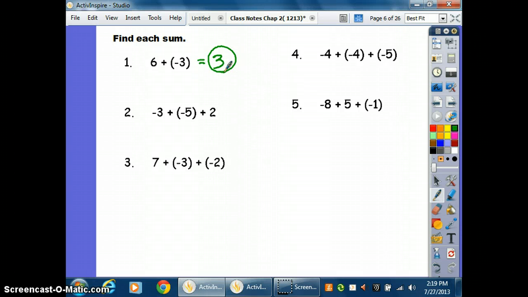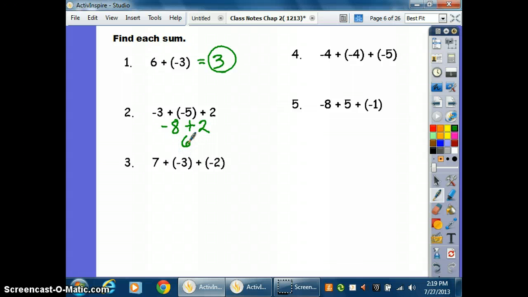Next one, number 2. I put a couple of steps in here. So let's do the order of operations. Negative 3 plus negative 5, both signs negative. That gives me negative 8, because I add them together when they're the same sign and keep the negative sign. Negative 8 plus 2. Now the problem is different. It's a negative and a positive. You subtract when you have that.